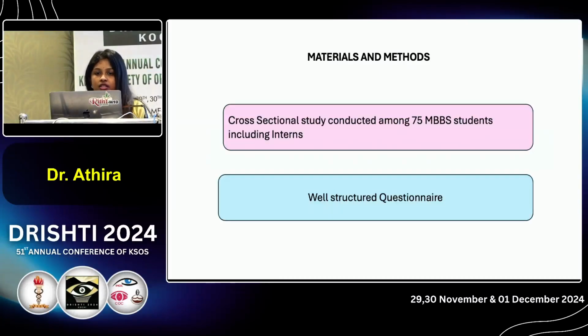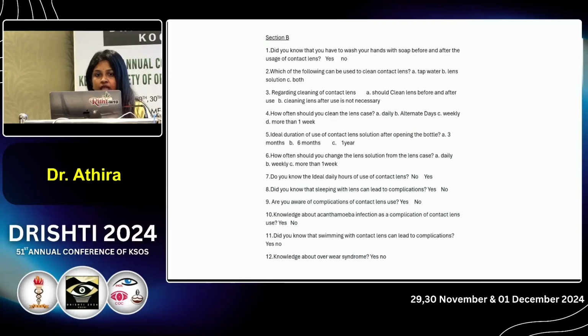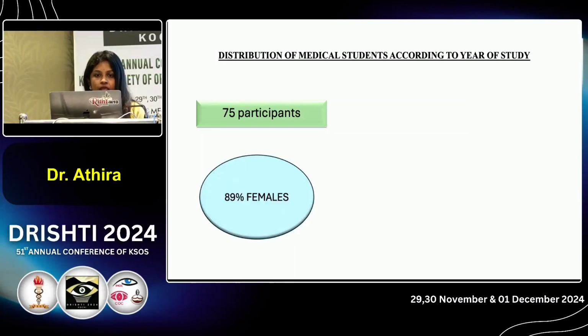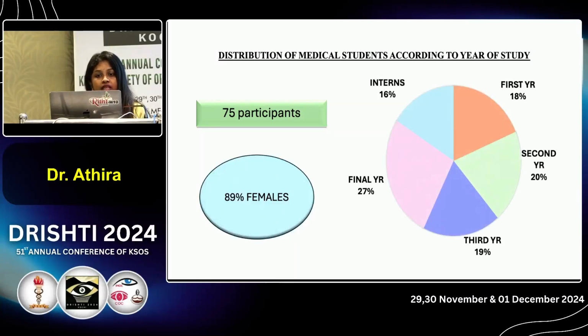This was a cross-sectional study conducted among 75 MBBS students including interns using a well-structured questionnaire. This is my questionnaire containing 4 sections, with section A containing 8 questions on demographic and general details, section B containing 12 questions on knowledge, section C containing 13 questions on attitude, and section D with 13 questions on practice. It was scored as excellent, good, average and poor. P less than 0.05 was considered significant. Out of 75 participants, 27% belonged to final year and 16% were interns.